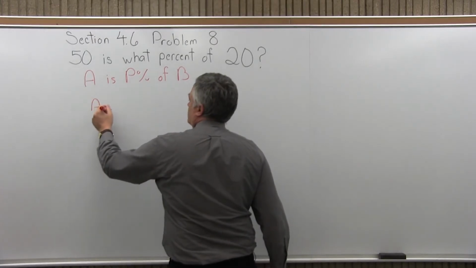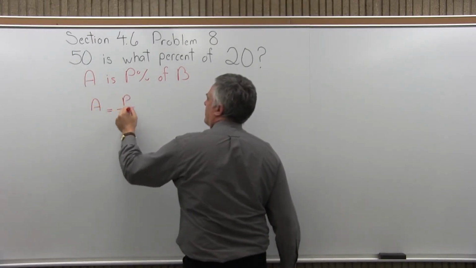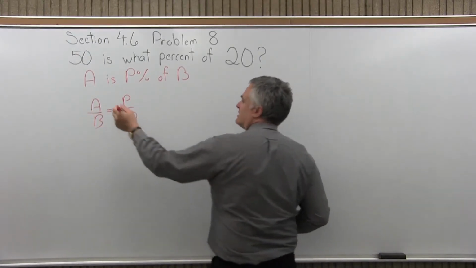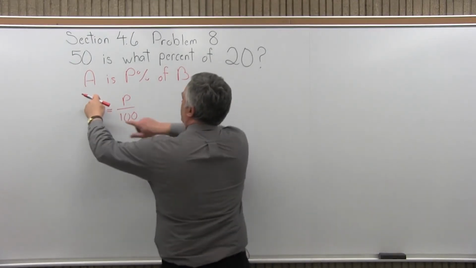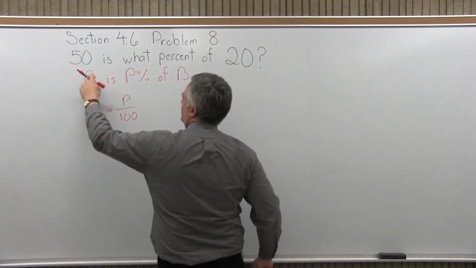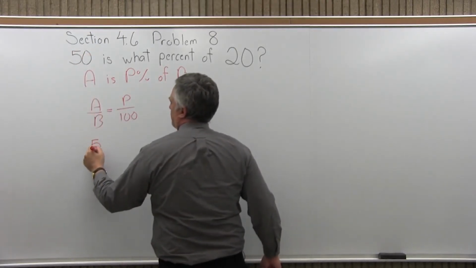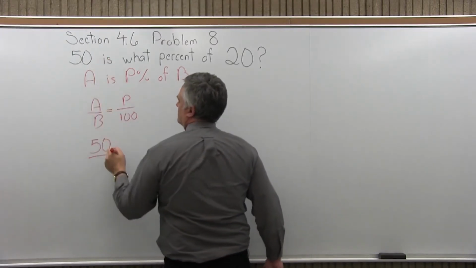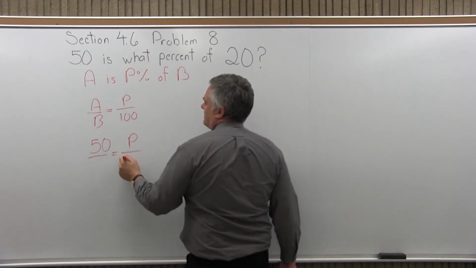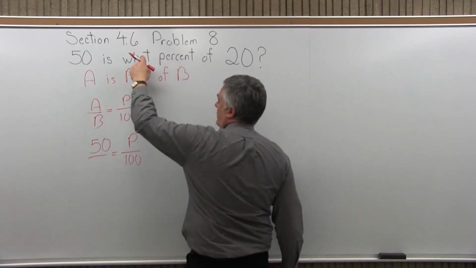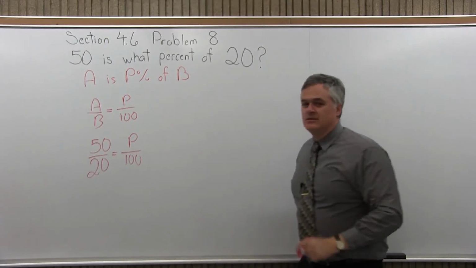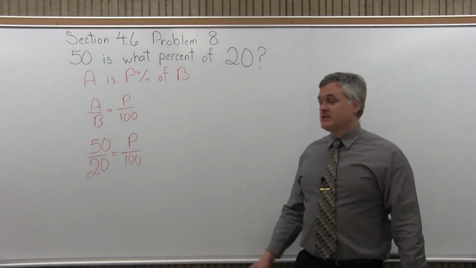And then what you want to do is set it up as a proportion. A over B equals P over 100. So when you set this up, essentially you just start here and go around as a circle. A is P% of B. So the A, the first thing, is the 50 is what percent? So the percent is unknown. So P, and the percent really goes in as the 100. The what is the P of 20. 20 is the B.